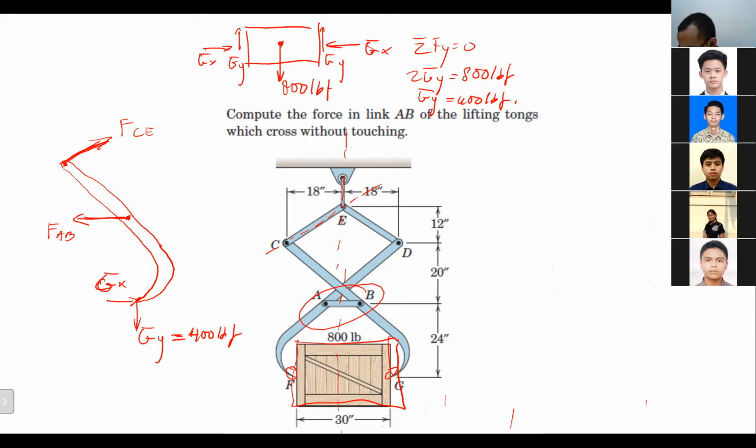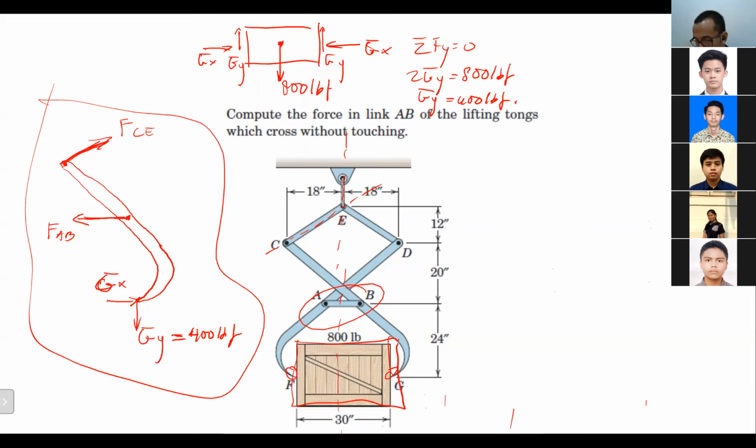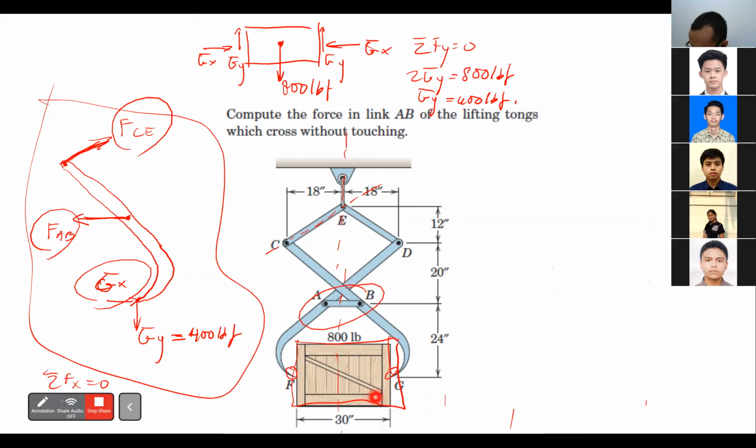Using moment. Yeah, but can we solve this particular problem now? Yes, of course we should be able to, because we have 3 unknowns and we have 3 equations: sigma Fx equal to 0, sigma Fy equal to 0, and sigma moment equal to 0. And you can start using sigma Fy equal to 0.